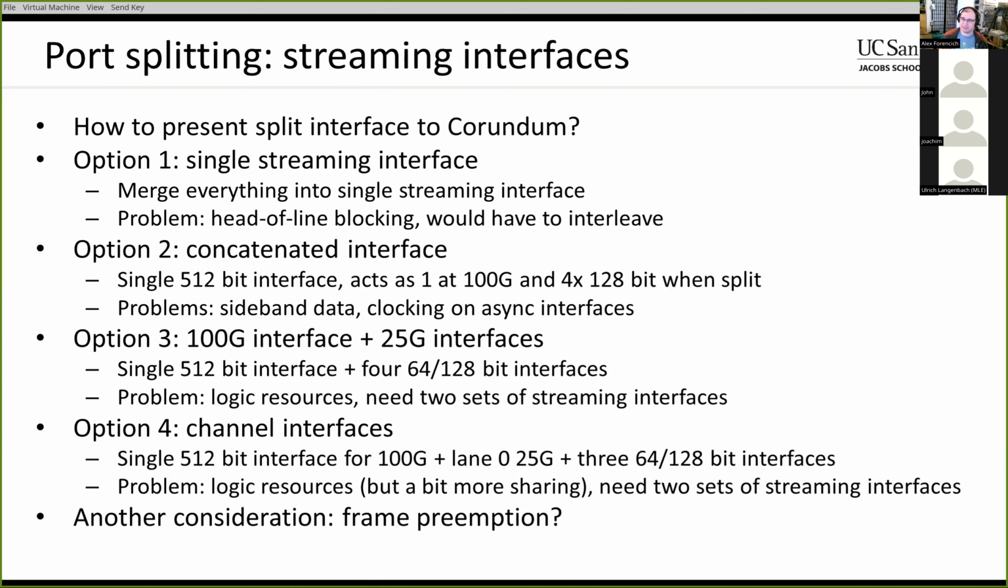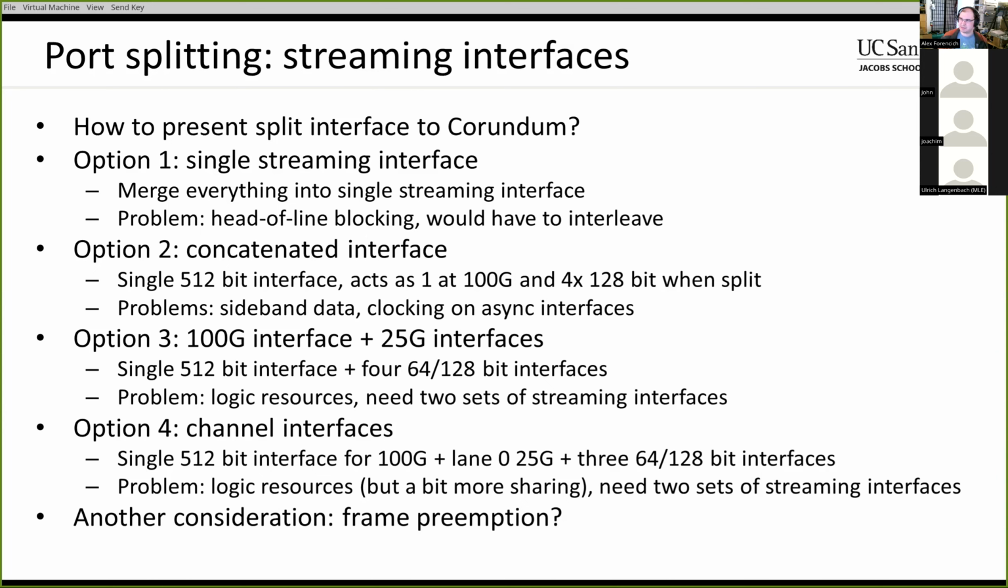Option 3 is to have a single 100 gig interface and then separate interfaces for the separate lanes. The downside is you now need basically 2 different sets of streaming interfaces, which uses a lot of logic resources. The last option is to do channel interfaces, which is basically the same, except the first 25 gig interface would be shared with the 100 gig interface. Basically, you have a lane 0 interface, which is either 100 gigs or lane 0 at 25 gig, and then 3 additional interfaces, which get turned on when you split the ports. So it's a little bit better from a logic resources standpoint. Still need multiple streaming interfaces. It's not a nice power of 2 because it's 3 instead of 4. And there could maybe be some clocking concerns between the 100 gig interface and that first 25 gig interface. Not sure about that.